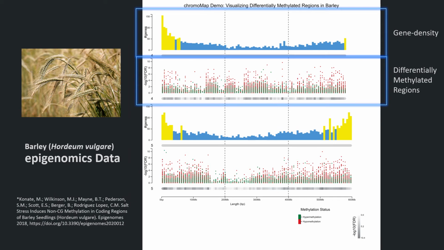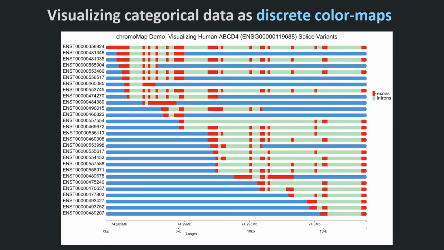Here is another example of how epigenomics data can be visualized using this tool. This example visualizes the splice variants of a human gene. It demonstrates the segment annotation functionality and also how the users can visualize categorical data.